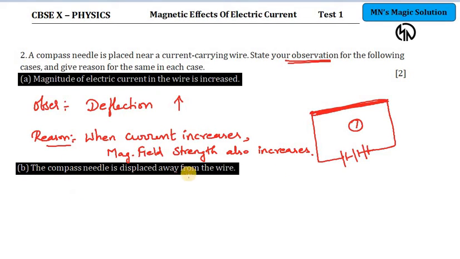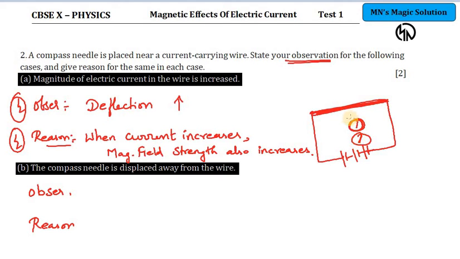Now coming to the second subdivision. In the first subdivision, half a mark for observation and half a mark for reason. In the same way for the second subdivision also we are expected to write the observation and reason. So what is the observation? The compass needle is displaced away from the wire. I am moving the compass a little away from here. So from the wire I am moving the compass away.